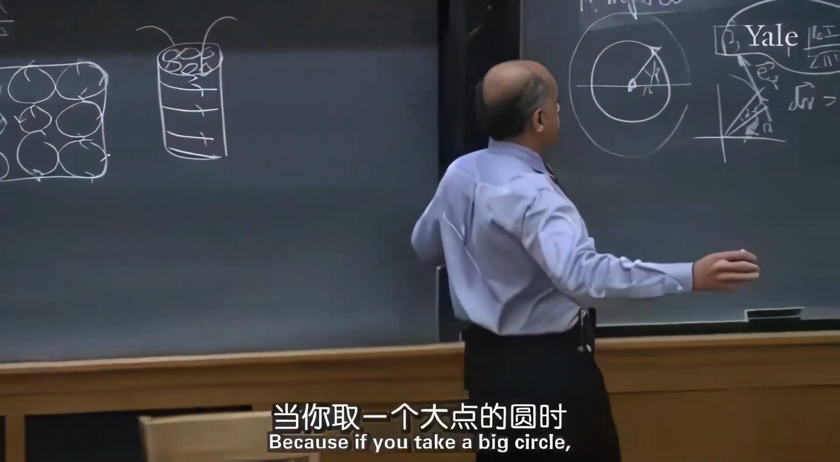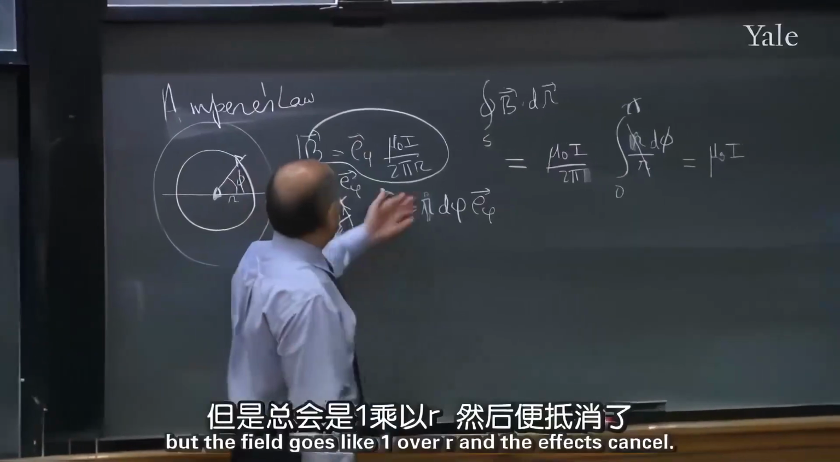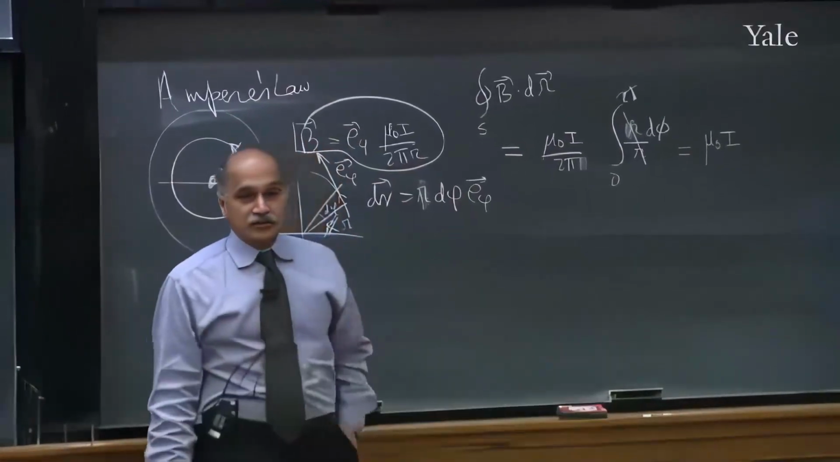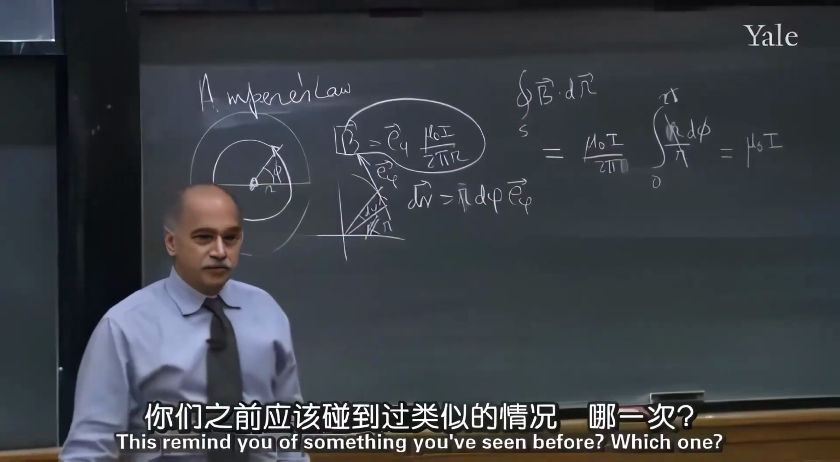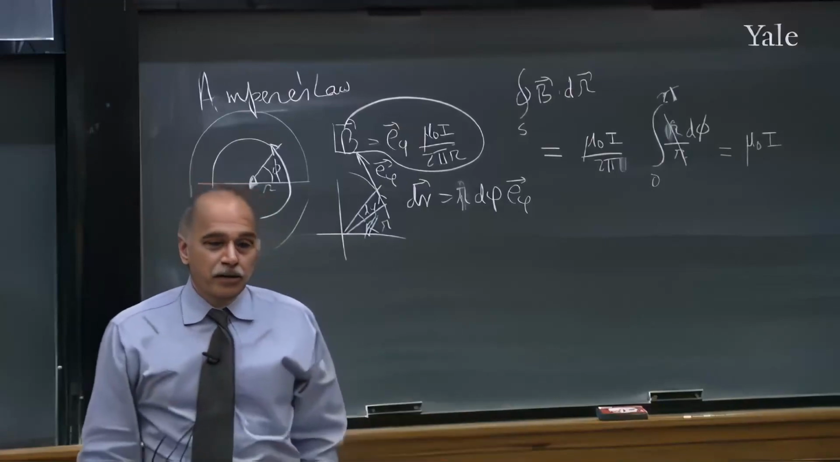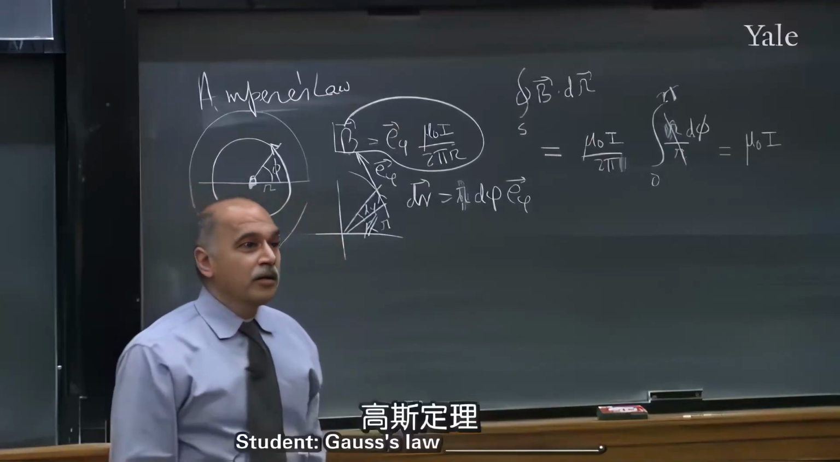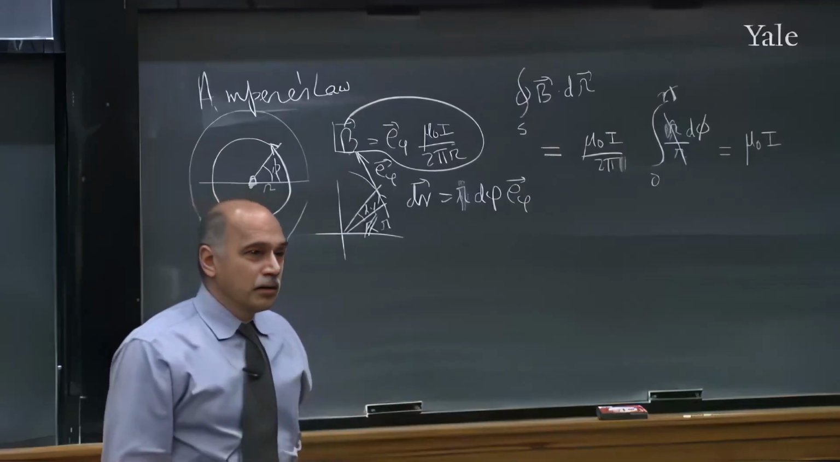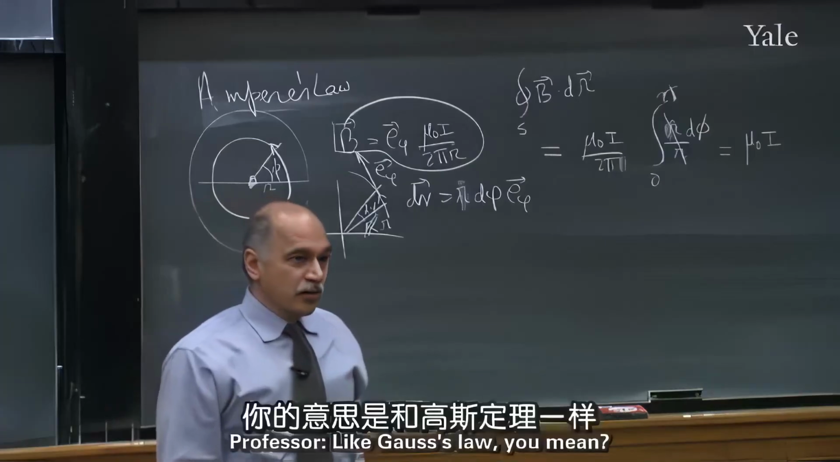Because if you take a big circle, you got a big circumference growing like r, but the field goes like 1 over r and the two effects cancel. Does this remind you of something you've seen before? Where these things cancel? It's like Gauss's law. If you take it over the whole surface, it's like the electric field.